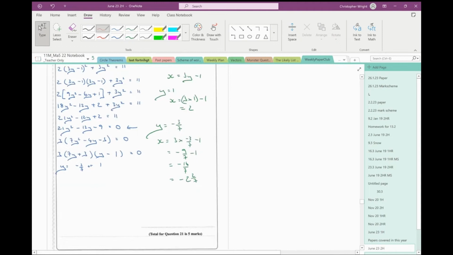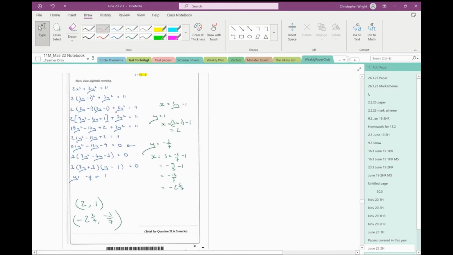So my two solutions are that x equals 2 and y equals 1, or x equals minus 2 and 2/7 and y is minus 3/7. So there are my two solutions for question 21.